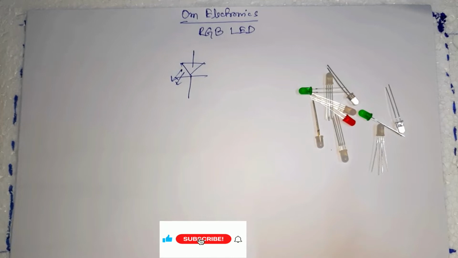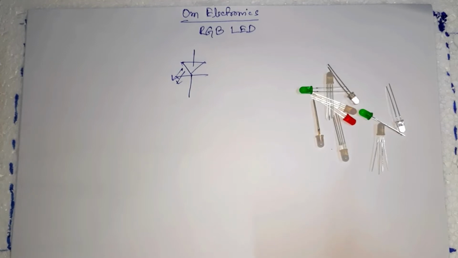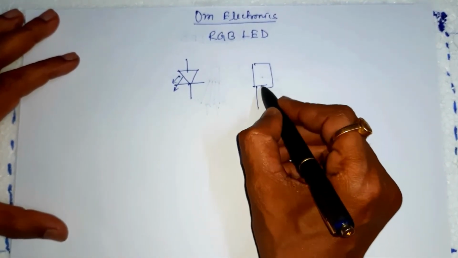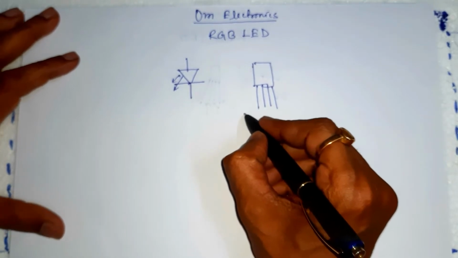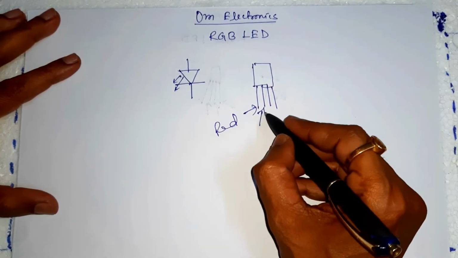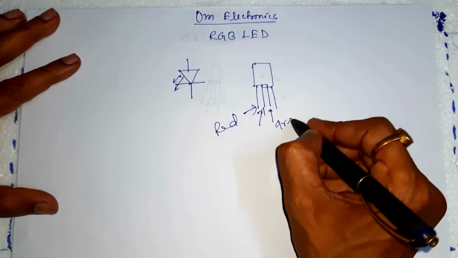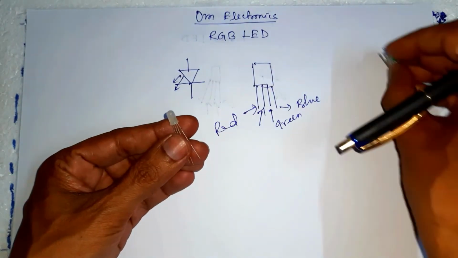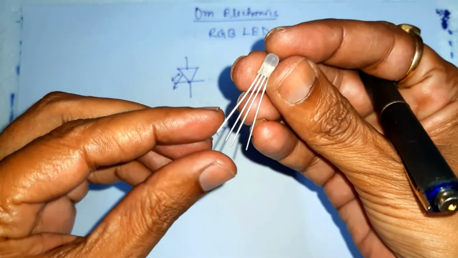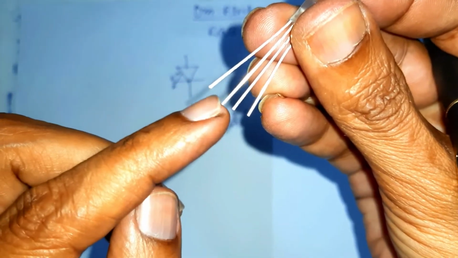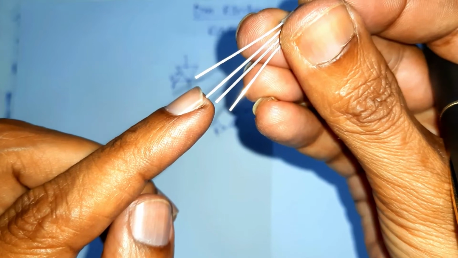But RGB LED has 4 leads. One lead for each individual color, red, green and blue. And the 4th terminal, that is the common lead, which can be either cathode or anode. One, 2, 3, 4. First for red, this is the common terminal, either cathode or anode. This is the green and this is the blue. So this is the RGB LED.